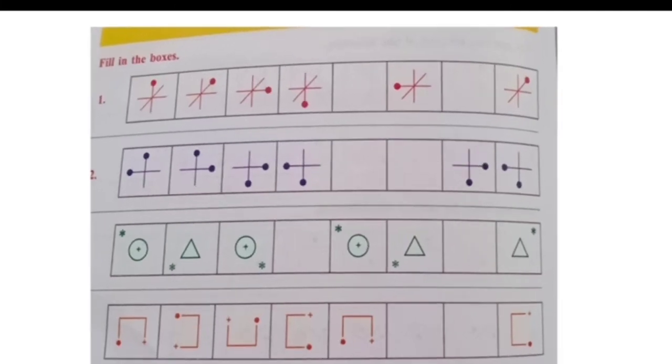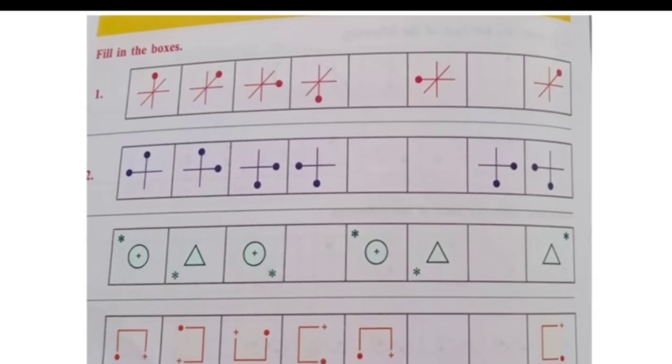Okay, very good. Next, fill in the boxes. This is also very easy, students. There are 1, 2 and 3 lines given. First dot is upside, second dot is right hand side, third dot is little down, and the fourth dot is exactly opposite of first picture. So what will be next?